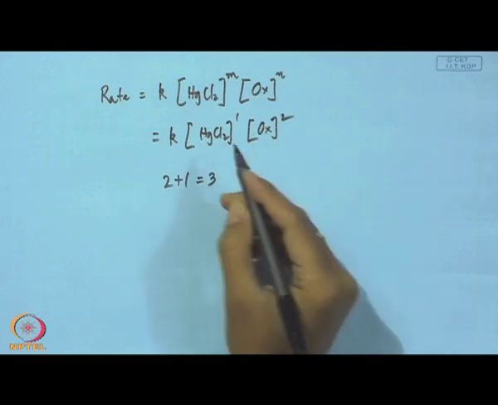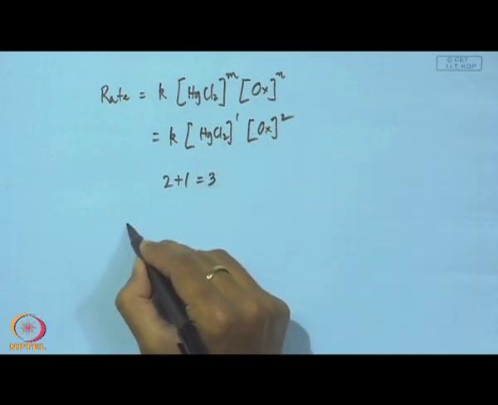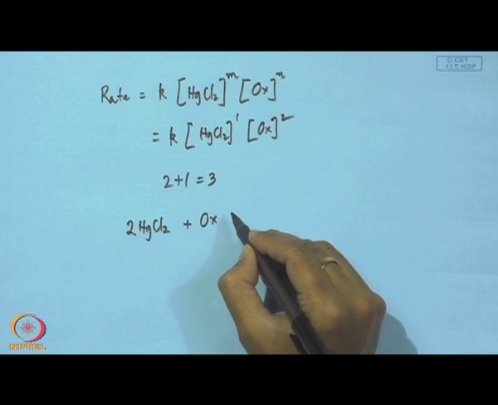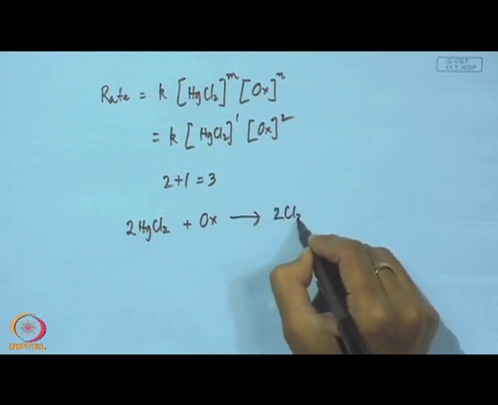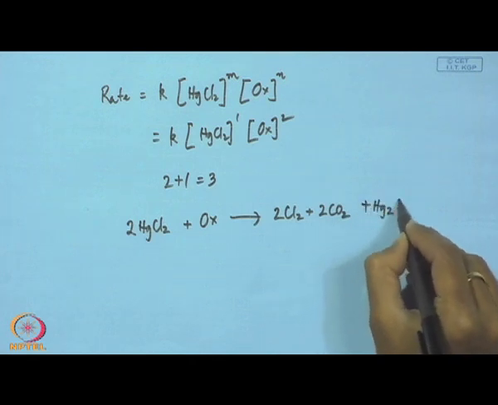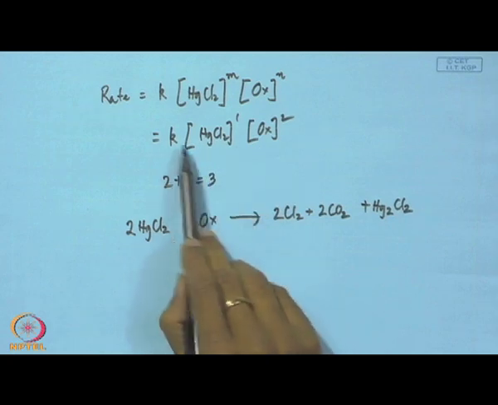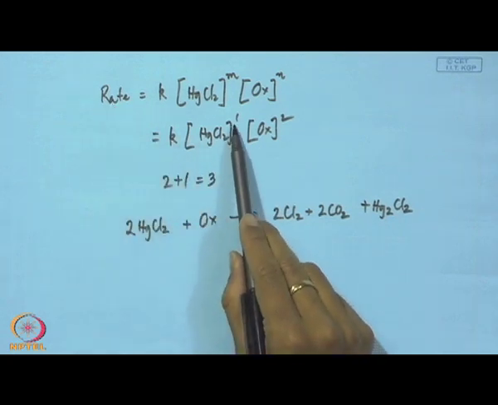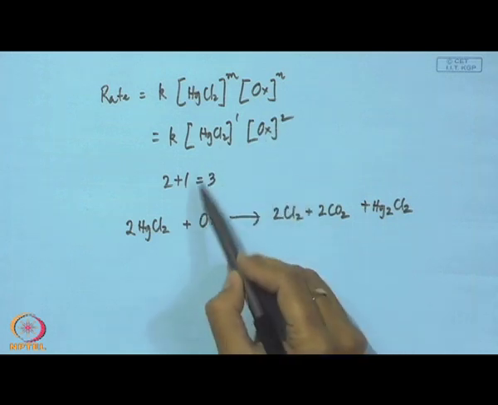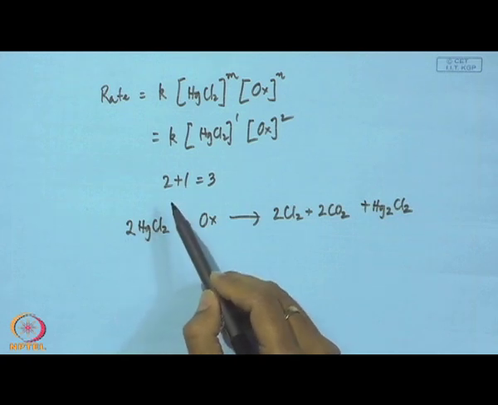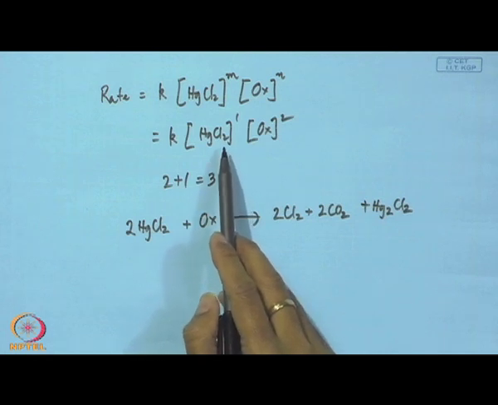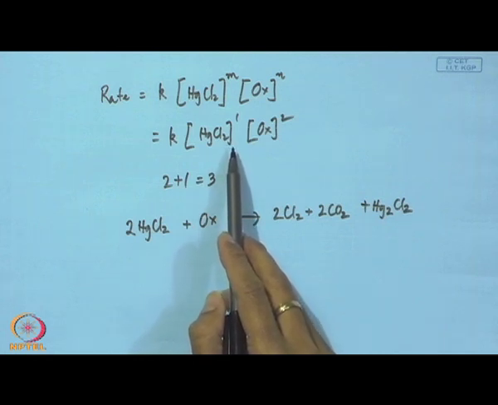Again you see that although your chemical reaction was 2 HgCl2 plus oxalate producing 2 Cl2 plus 2 CO2 plus Hg2Cl2, your rate equation is first order where the stoichiometry is 2, and second order where the stoichiometry is 1. So, there is no direct correlation between the stoichiometry and the order of reaction with respect to a certain component.